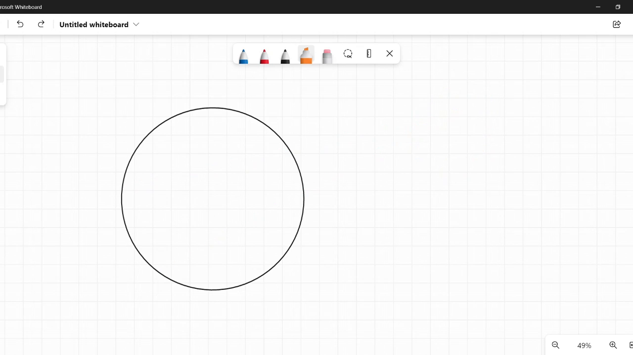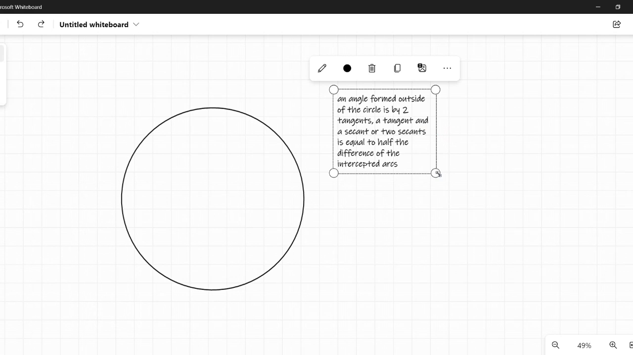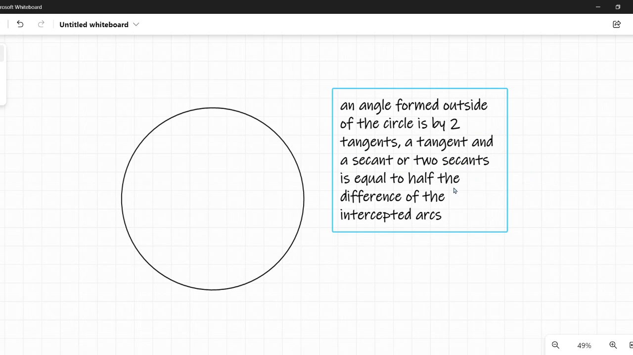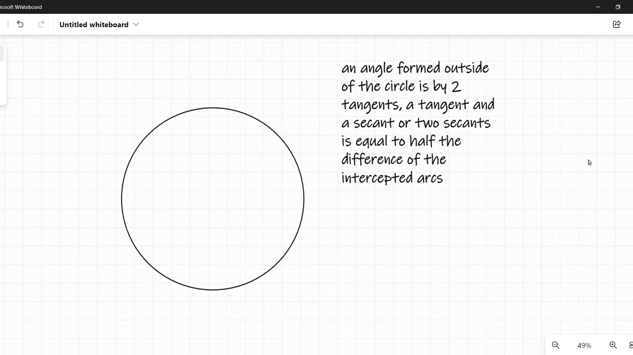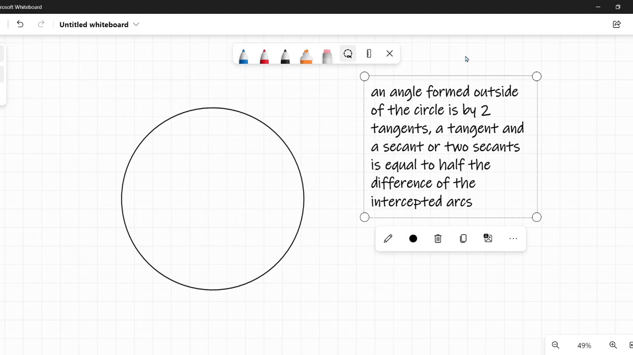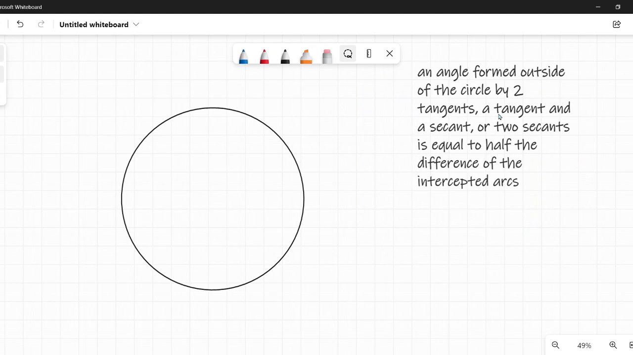That is key. Now, all three of these look very similar to each other, so fortunately you don't have to remember three different formulas. They all have the same formula. I'm going to type this over here so that you can see it. Here's our text. This is how you're likely to see it written in your math books. It says an angle formed outside of the circle by two tangents, a tangent and a secant, or two secants, is equal to half the difference of the intercepted arcs. All right, so that's the text you're going to see.